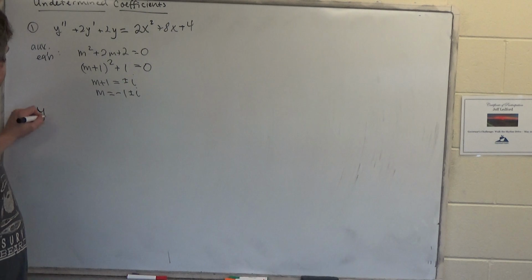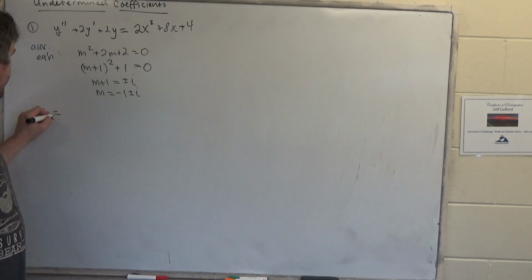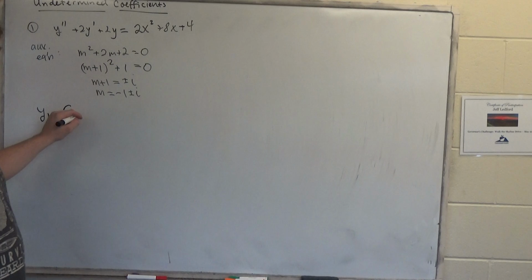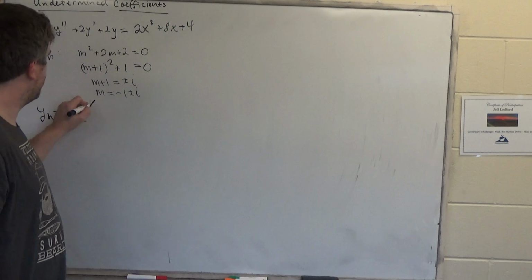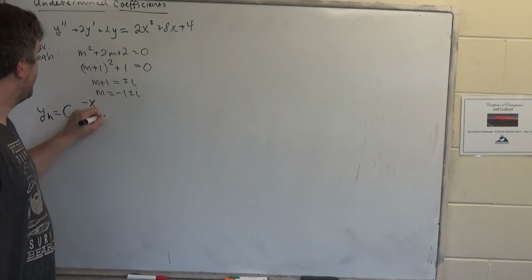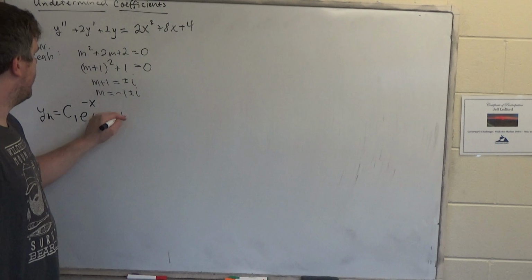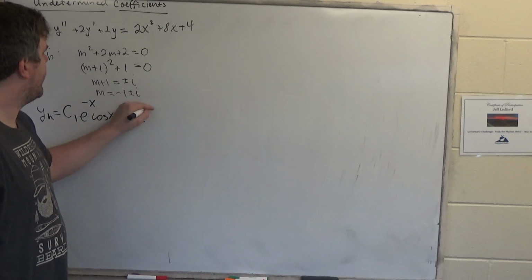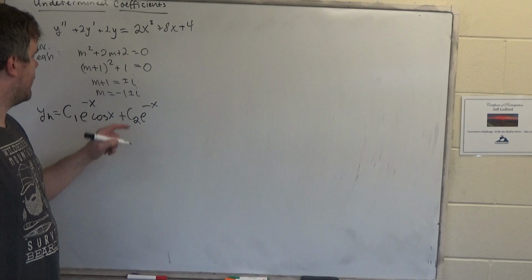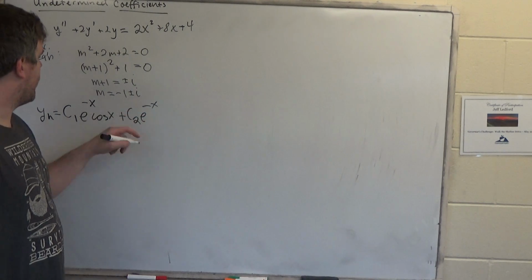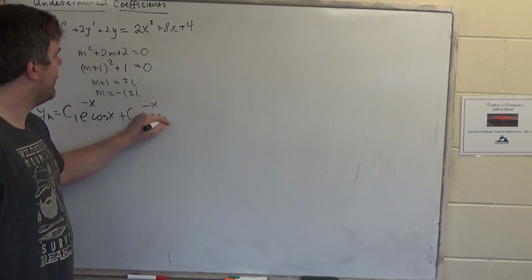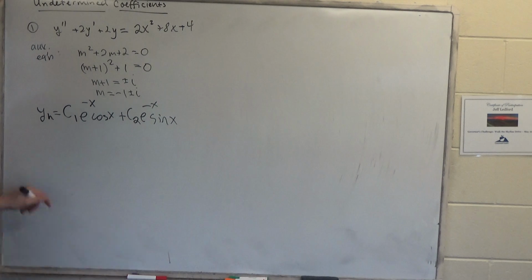From this, we can just write down our homogeneous solution. We have complex roots, so we use Euler's formula, and we would get c1 e to the negative x cosine x, because beta is 1. c2 e to the negative x, because alpha is negative 1. And beta was already 1, so we just get sine of x. That's our homogeneous solution.